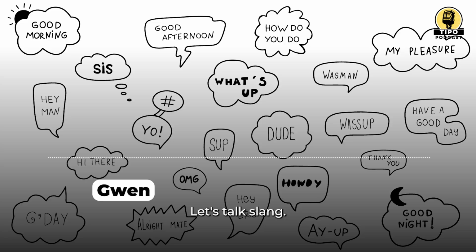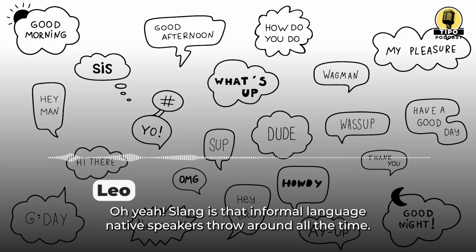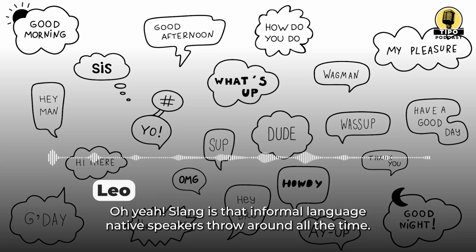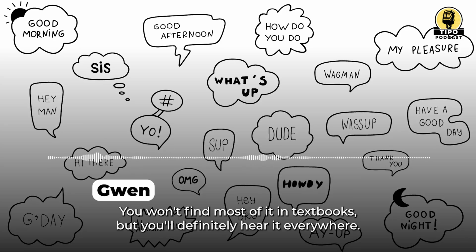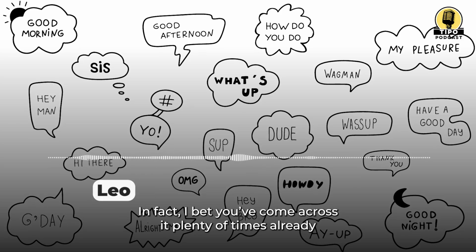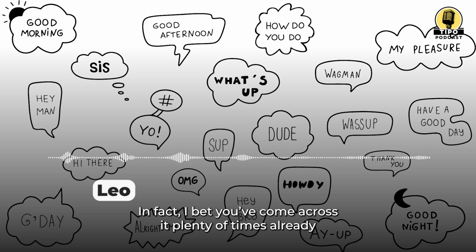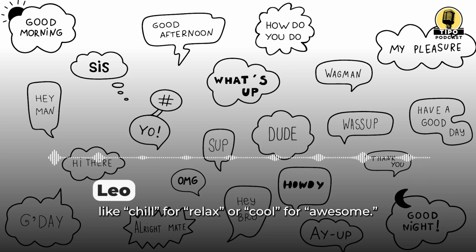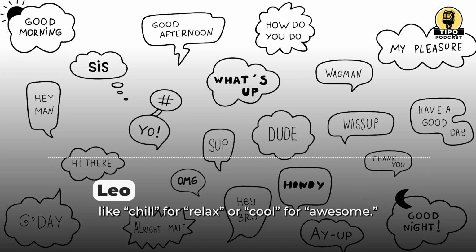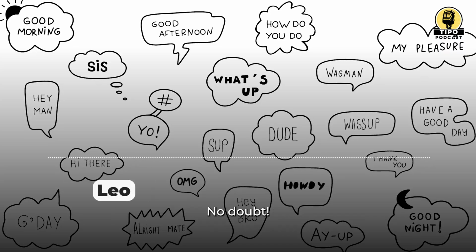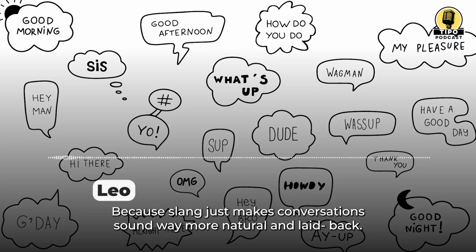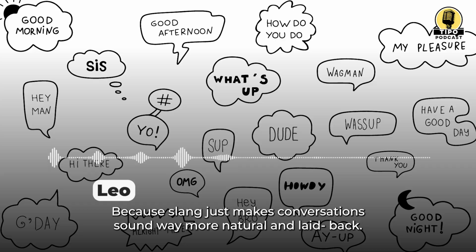Let's talk slang. Oh yeah, slang is that informal language native speakers throw around all the time. You won't find most of it in textbooks, but you'll definitely hear it everywhere. In fact, I bet you've come across it plenty of times already, like chill for relax or cool for awesome. We've probably dropped those words 1,000 times in our podcast. No doubt, because slang just makes conversations sound way more natural and laid back.